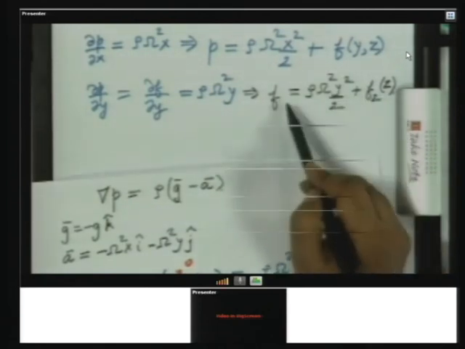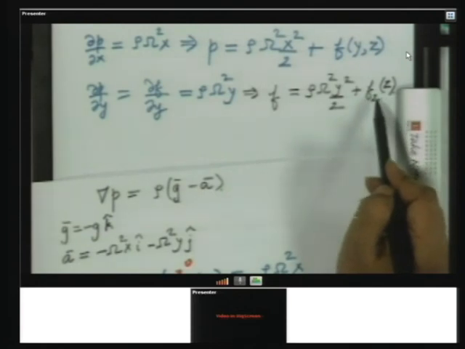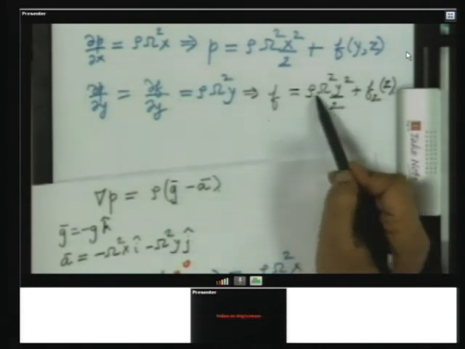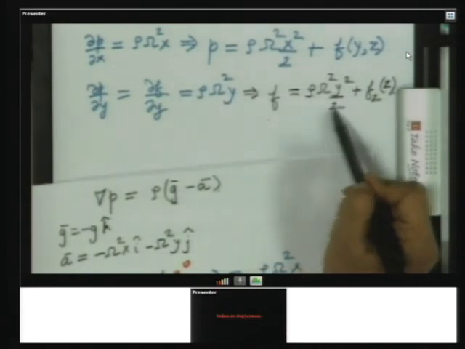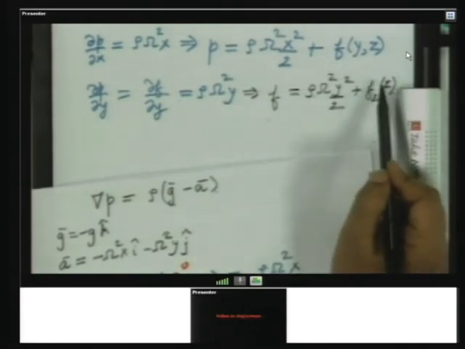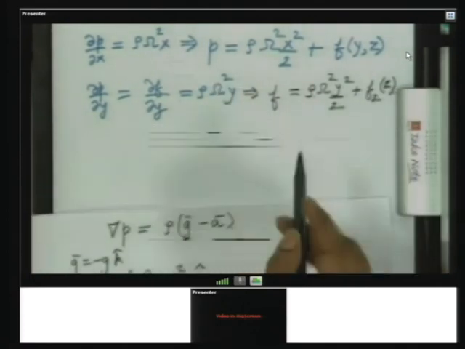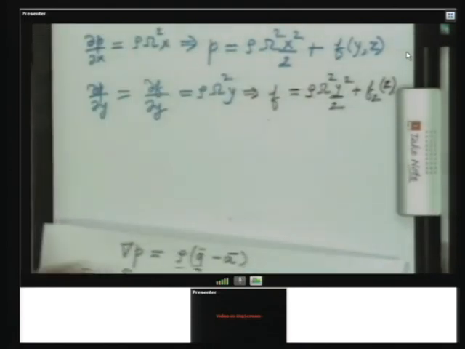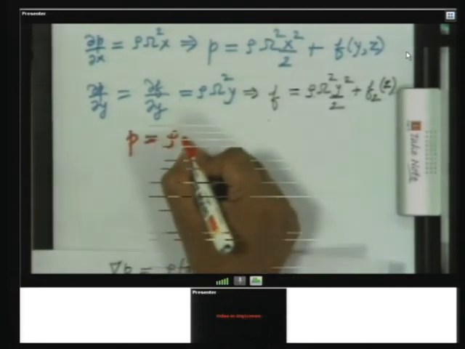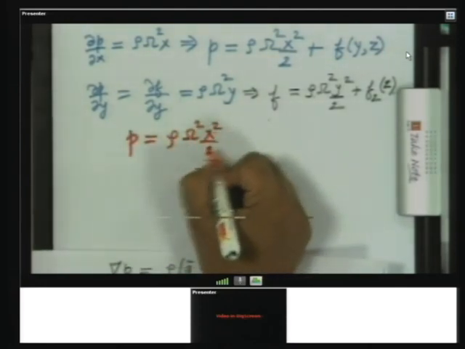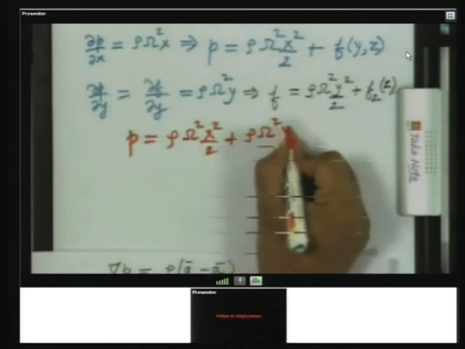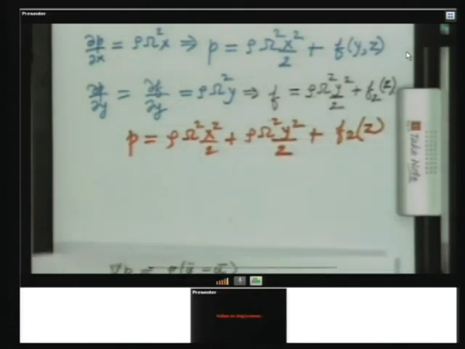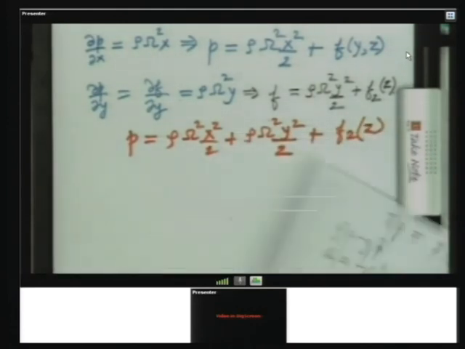If you have difficulty in understanding this, take this expression and differentiate it with respect to y to see whether you get this back. So, if you take del f del y, the first term will be rho omega squared into 2 y by 2, which is rho omega squared y, and the second term is going to be 0 because this is a partial derivative. So, now if I take this and substitute it back over here, you are going to have p is equal to rho omega squared x squared by 2 plus rho omega squared y squared by 2 plus f2 of z. So, this function is still unknown. To find that function now, we look at del p del z.